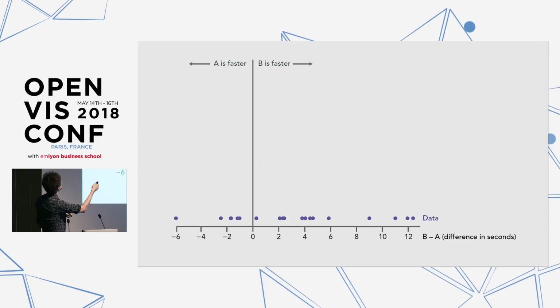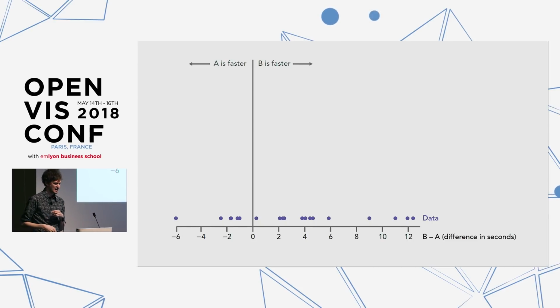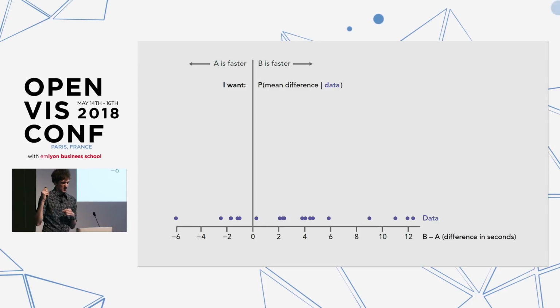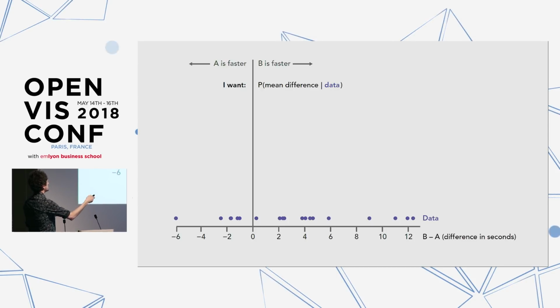Oh, sorry, I mislabeled these. B is faster on that side, A is faster on that side. I changed this label at some point. So what I want to know is the probability of the actual mean difference between these two things given the data that I've observed.